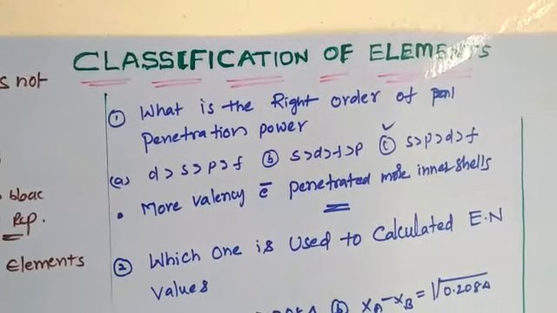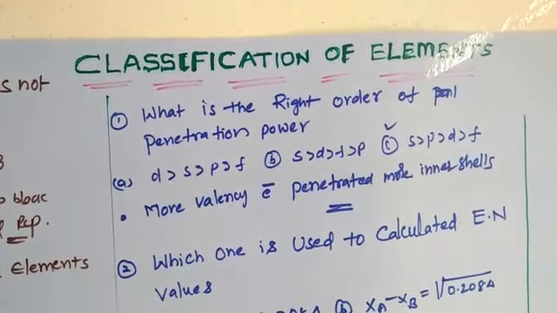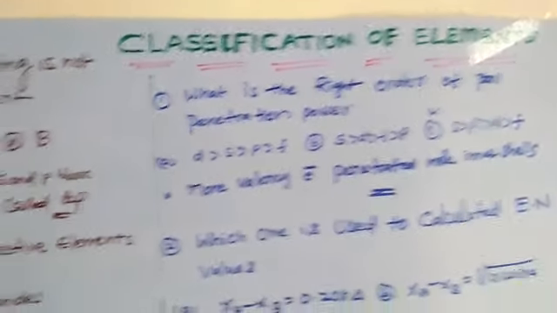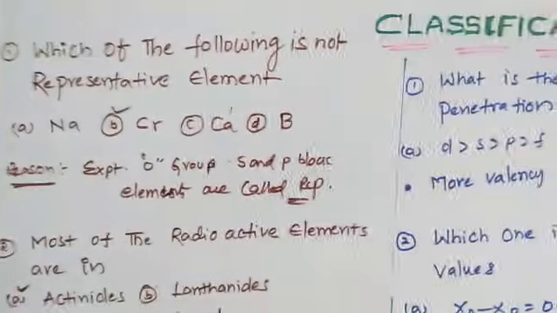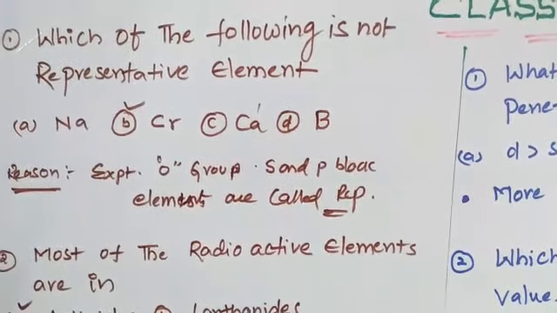Already we discussed some important models in the periodic table. Today also we will discuss some important models. Look here. Which one of the following is not a representative element?